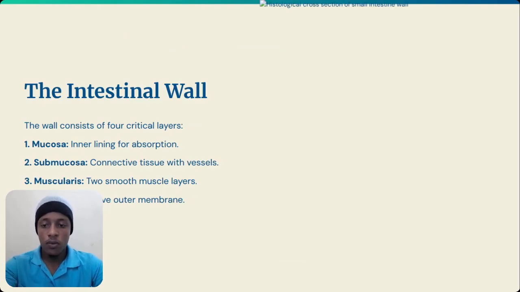The intestinal wall. We have four layers. We have the mucosa, which is the inner lining for absorption. We have the submucosa, the connective tissue for the vessels, and the muscularis, two smooth muscle layers, and the serosa, the protective outer membrane.